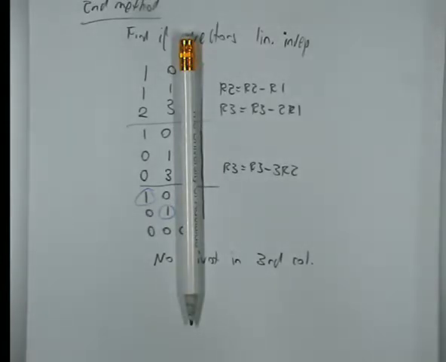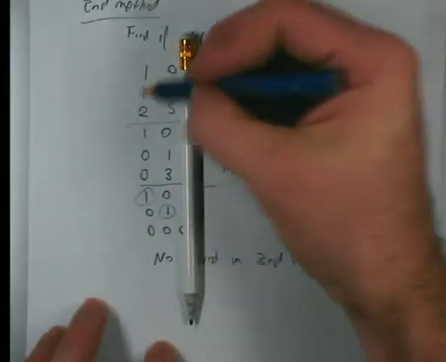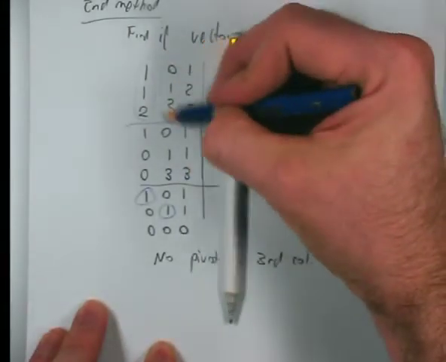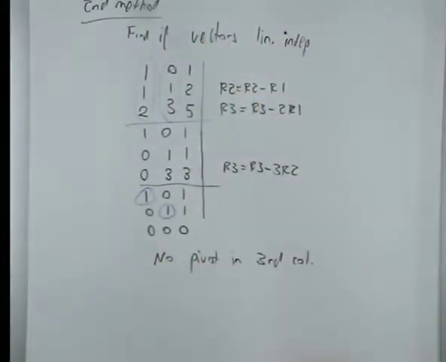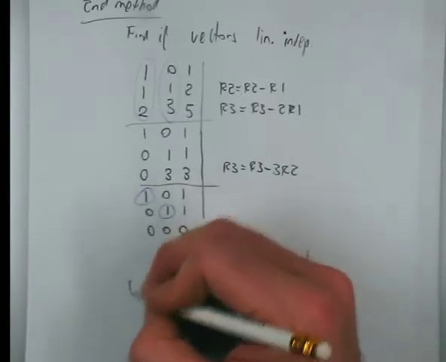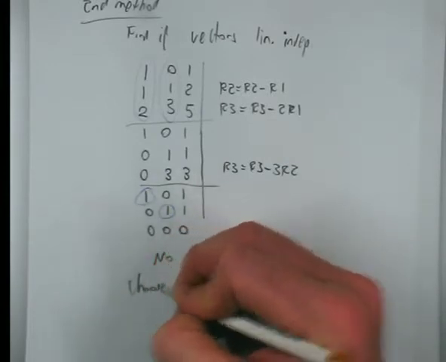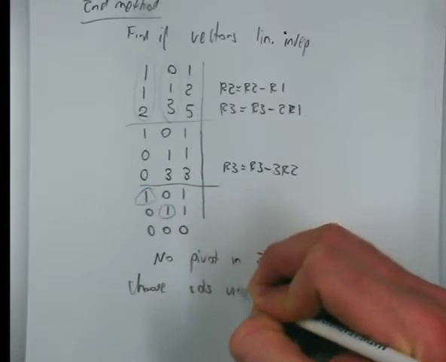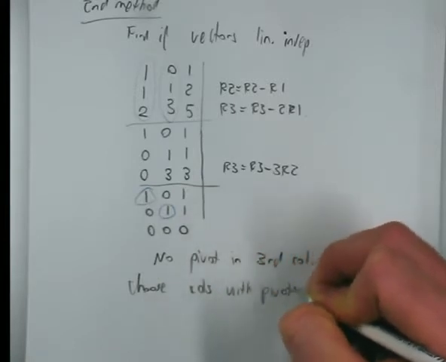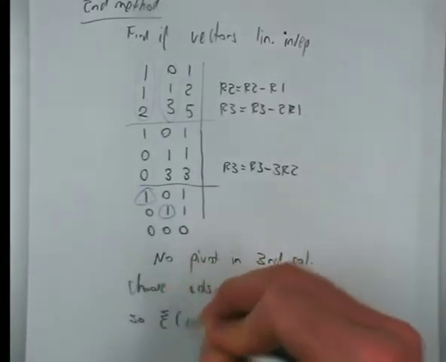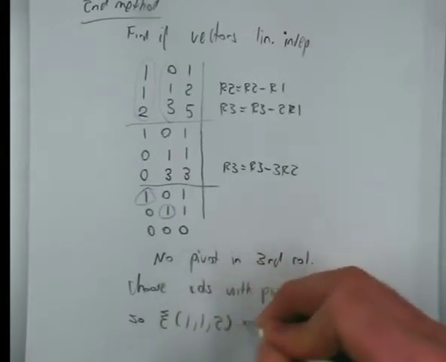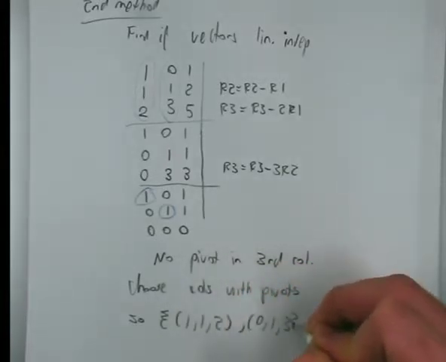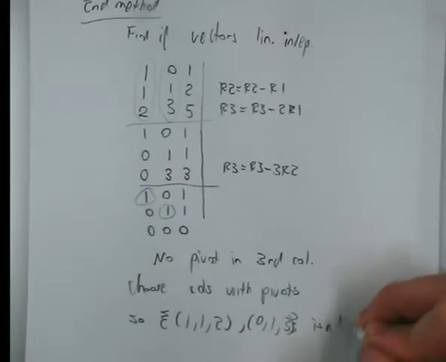Okay? So basically what you should do is, when you get to the end of that, find the pivots and then go back to the original columns that the pivots came from, and they are your basis. So choose columns with pivots. So 1, 1, 2 and 0, 1, 3 is a basis for S.